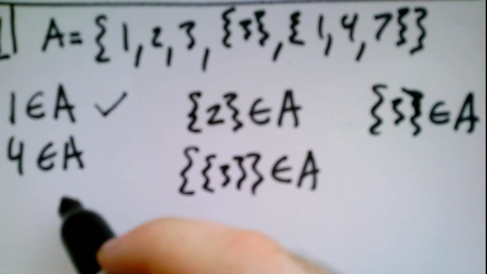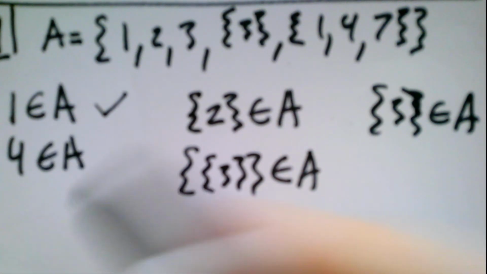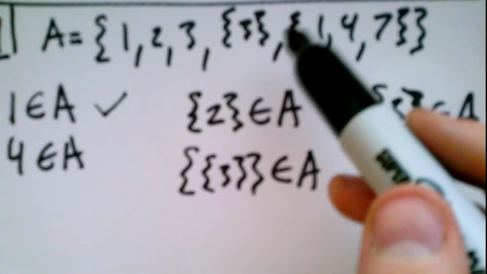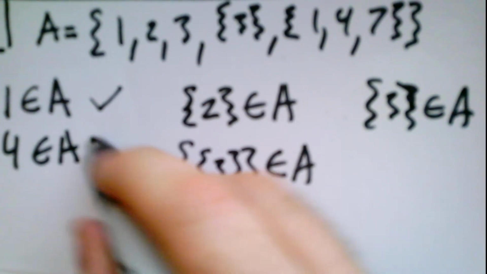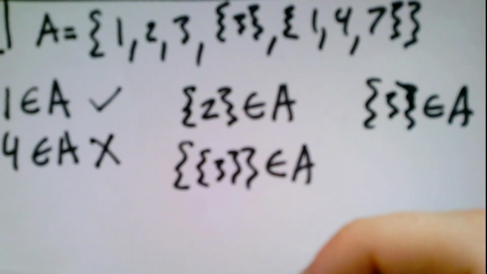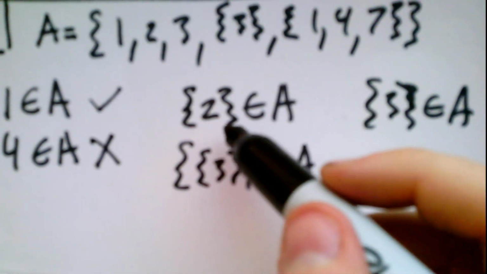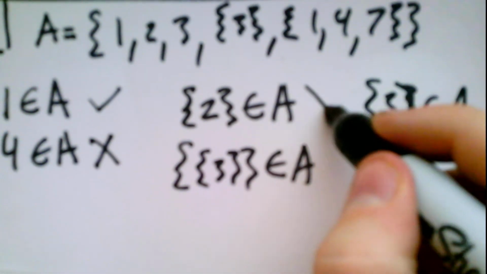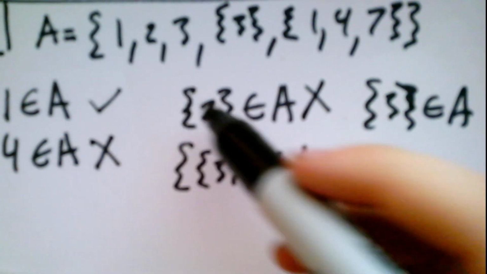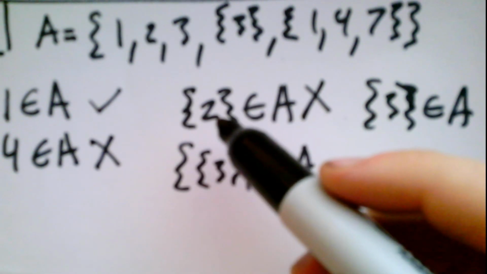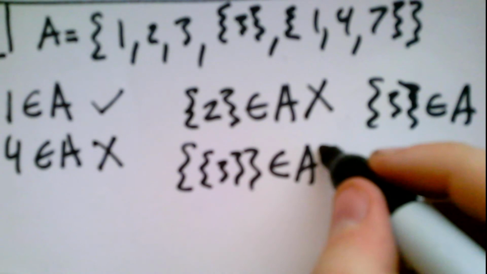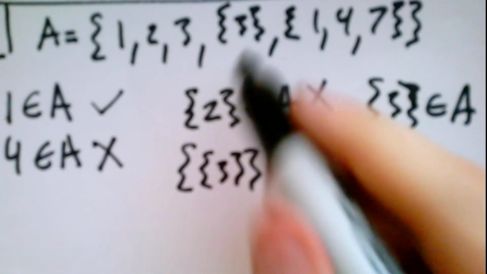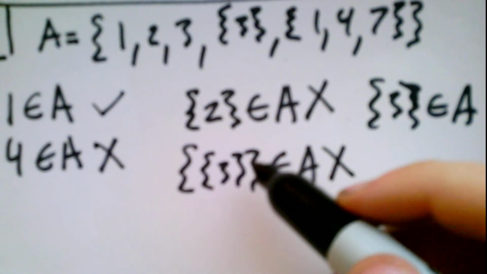Is 4 in A? The answer is no. 4 is in this set, and this set is in A, but the element 4 is actually not directly in A. 4 is in something that is in A, but 4 is not directly in A. Is the set containing 2 in A? The same reason, no. 2 is in A, but a suitcase containing 2 is not in A. A set containing 2 is not in A. Likewise, the set containing 3 is in A, but the set containing a set containing 3 is not in A.